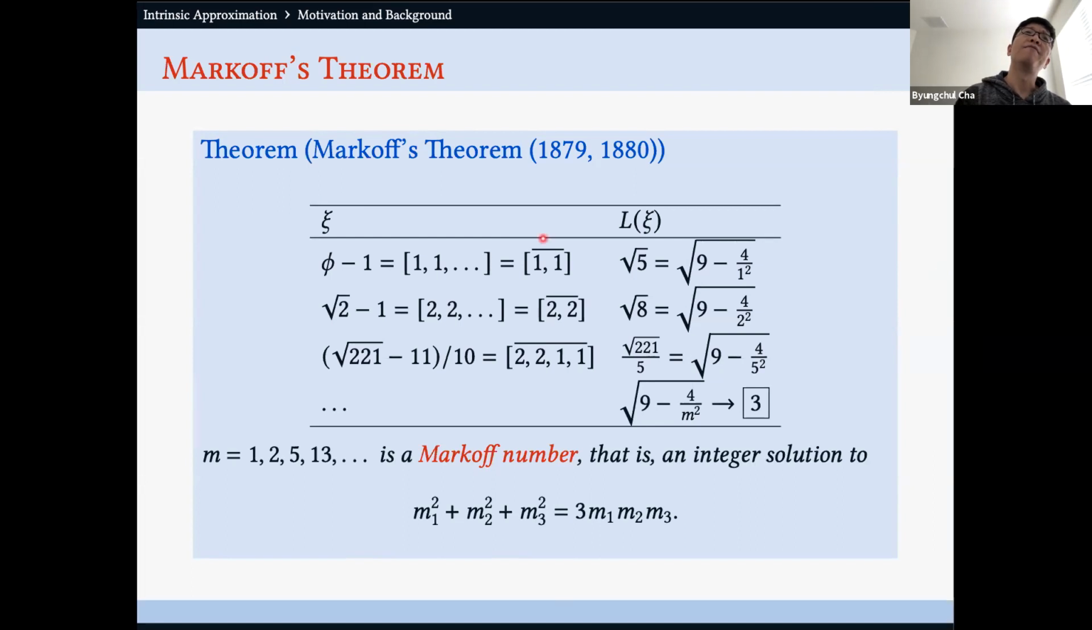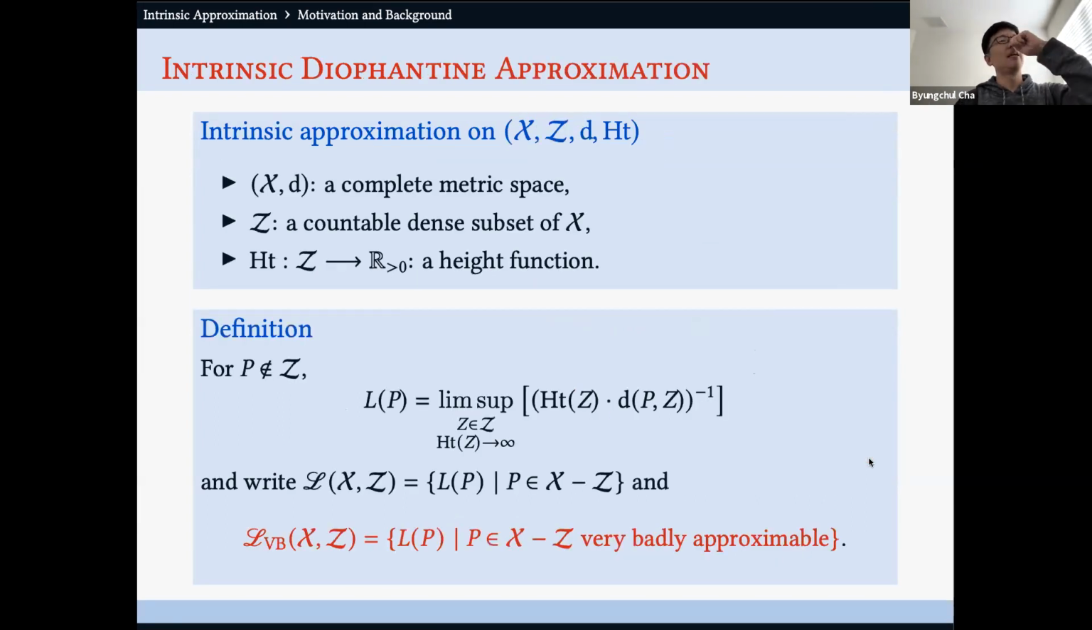So the very badly approximable numbers C, characterized by Markoff, can be explicitly described by the continued fraction. So this is all well-known results from Markoff. They have a very specific and concrete characterization of the repeating part, the period, in the continued fraction expansion. So that's all Markoff, and that's all the well-known part. Okay, so now I want to move on to the more general setting.